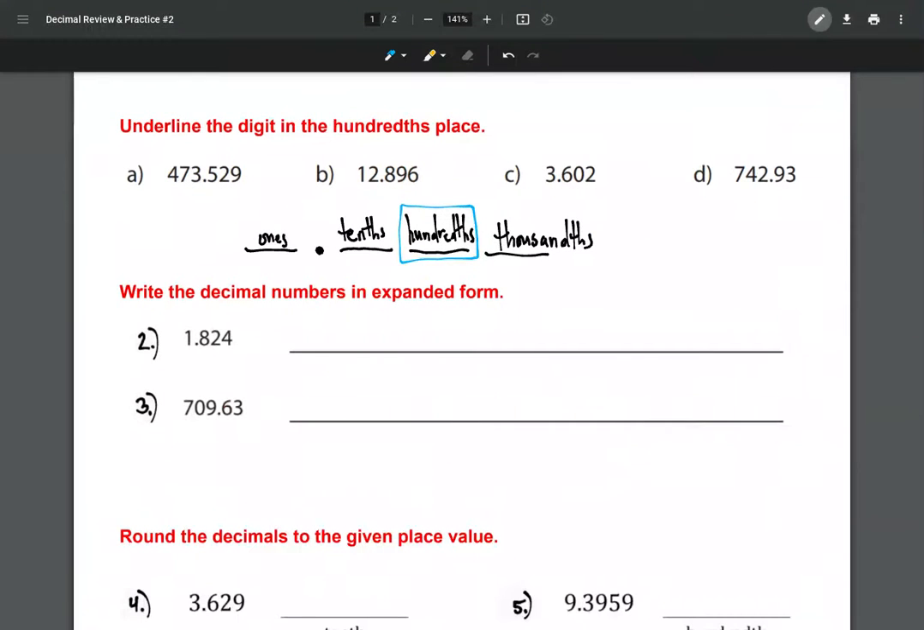Good morning. Let's go over decimal review and practice number 2. Number 1 says underline the digit in the hundredths place. Well, here we see the hundredths place is 2 places to the right of the decimal. So in each of these problems, we'll find the decimal first. We'll count 2 places to the right to find our hundredths place.